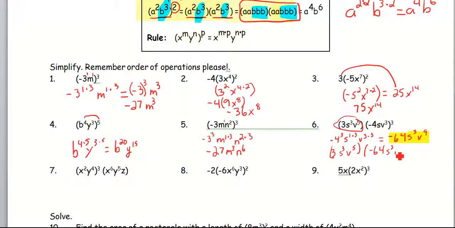Now remember, when we're multiplying, it's just adding exponents. But 3 times negative 64, let's see, that would be negative 192. I have an s to the third here, and s to the third here, so it gives me s to the sixth. Then I have v to the fifth and v to the ninth. Remember, I add the 5 and the 9, so that's v to the 14th.